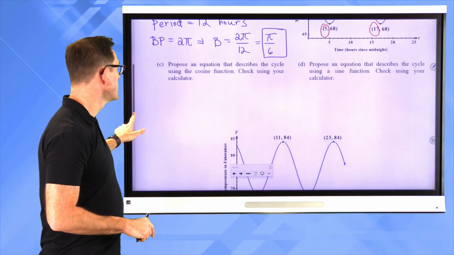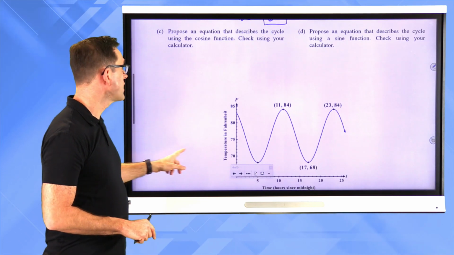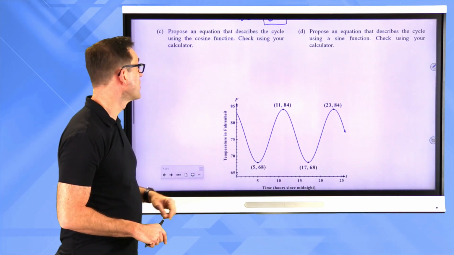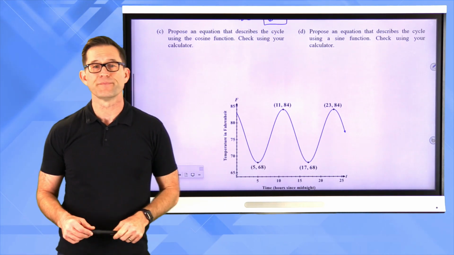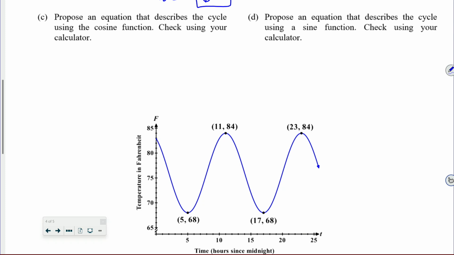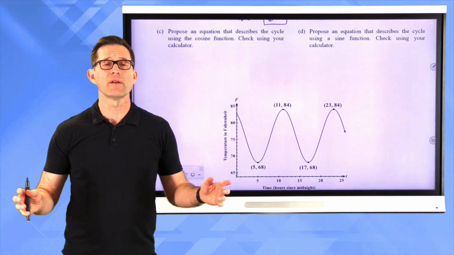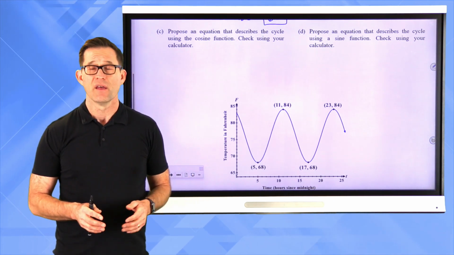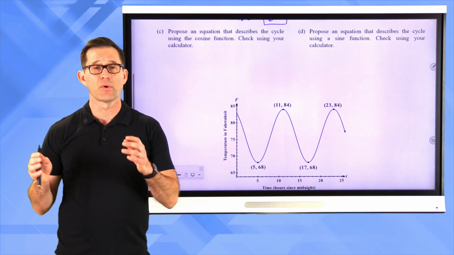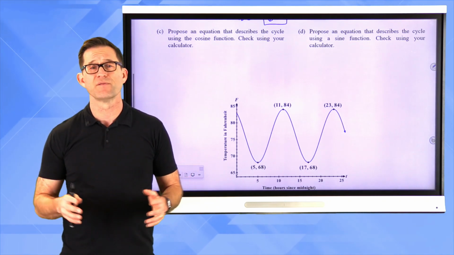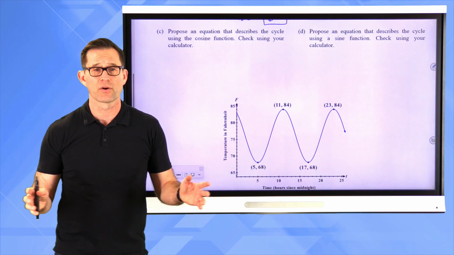Okay, so now, let's take a look at letter C. Propose an equation that describes the cycle using the cosine function. Check using your calculator. Now I say propose an equation that uses the cosine function. There's an infinite number of equations that fit this that use cosine and an infinite number that use sine. So I guess there's 2 times infinity number that fit the entire curve.